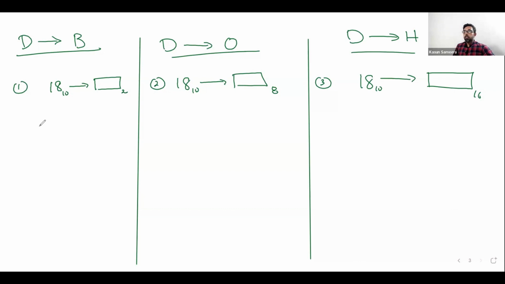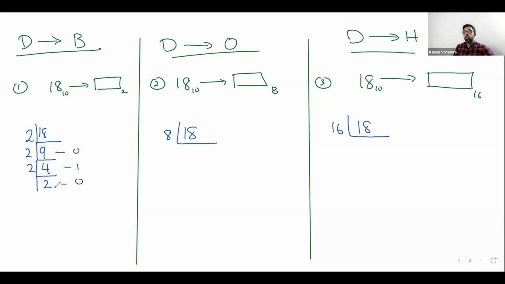Easy. Divide by 2 for decimal to binary conversion. For decimal to octal, you need to divide the decimal number, which is 18, by 8. For decimal to hexadecimal, divide the decimal number by 16. Okay. This one will be 9, remaining 0. 4, 1 remains. 2, 0 remains. 1 and 0. Okay, 1 0 0 1 0 base 2.